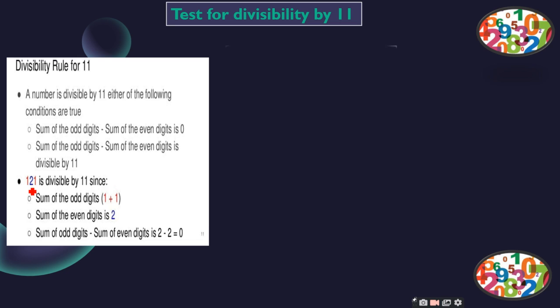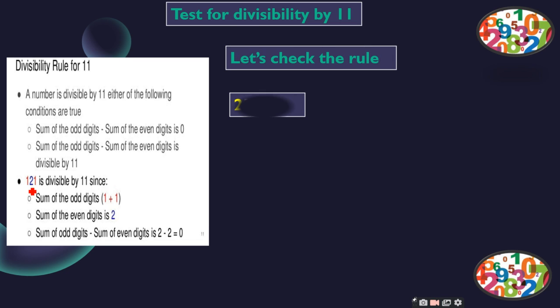Let's check the rule by an example. Here we have a number 2541. We have to find the sum of the odd digits and the sum of the even digits. If we start from the left-hand side, the first number will be odd, then we skip one number for odd. For example, 2 is an odd-position digit, then we skip 5, 4 is an odd-position digit. Now what are 5 and 1? 5 and 1 are even-position digits.